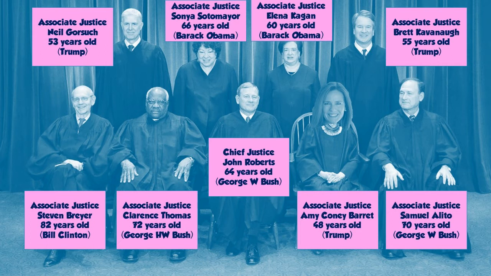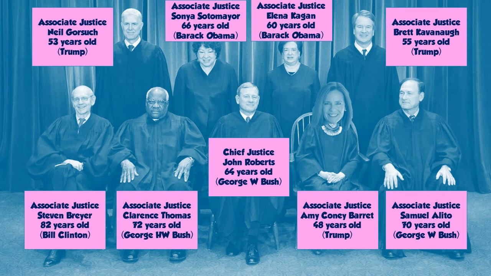To the left of him, we see Associate Justice Clarence Thomas. He is the person who has been on the court the longest now. He was added to the court in 1991. He was appointed by George W. Bush's dad, George H.W. Bush. So he is not our oldest, but our longest serving member on the court, and he is 72 years old.